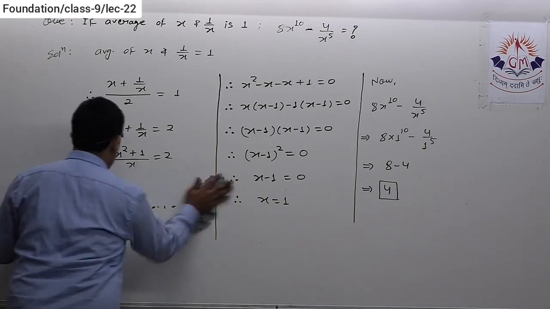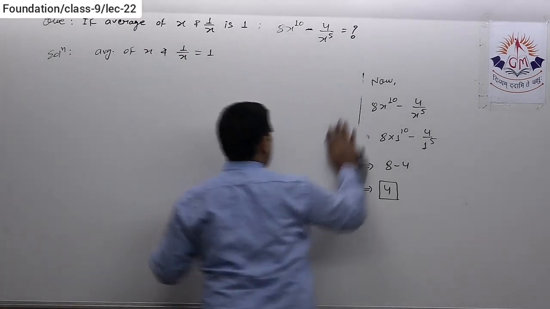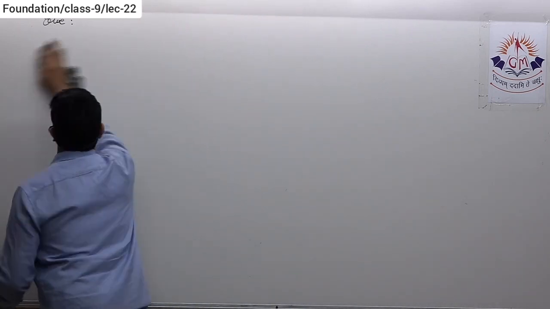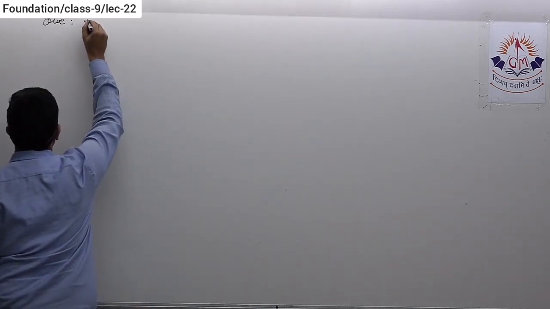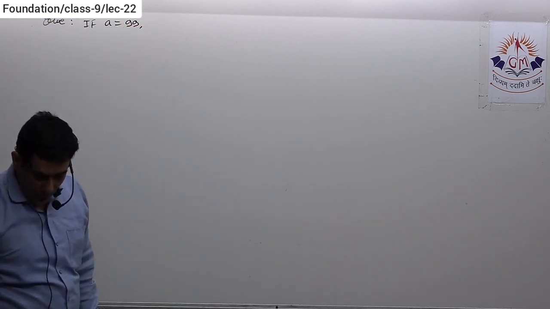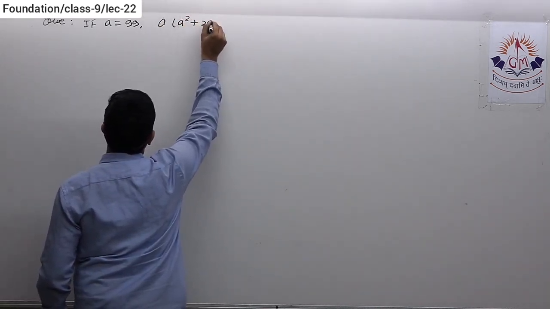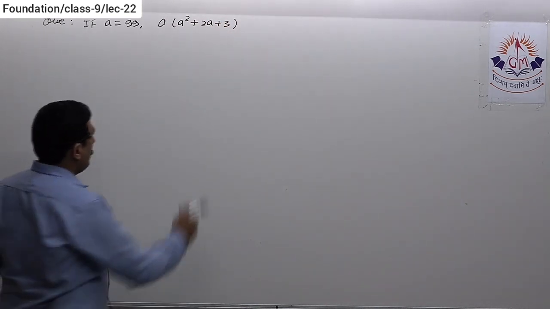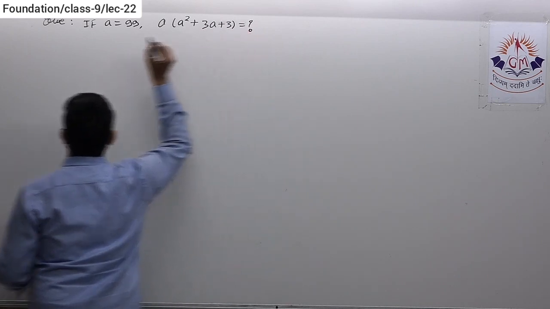Okay, now let us see the next question. If A is equal to 99, then find the value of A square plus 3A plus 3. Instead of 2A, here it is 3A plus 3. That you have to obtain.